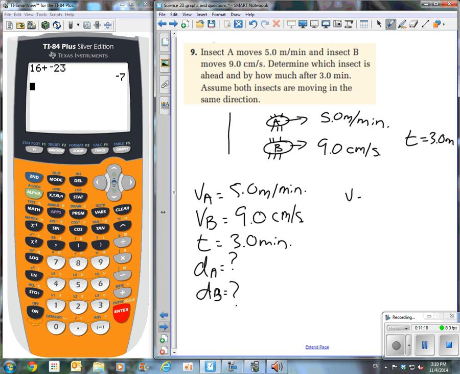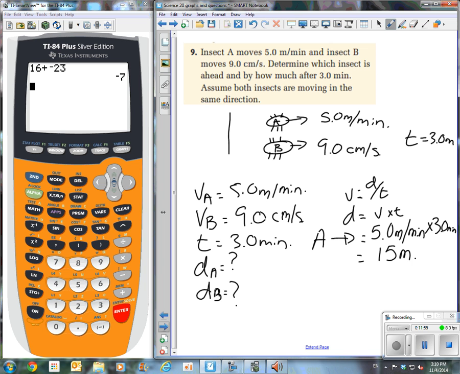So I know velocity is equal to displacement over time. Displacement is equal to v times t. So if we're talking about insect A, insect A's velocity is 5.0 meters per minute. Now I'm going to use the same unit of time, so I'm going to times this by 3.0 minutes. And insect A would have traveled 15 meters.